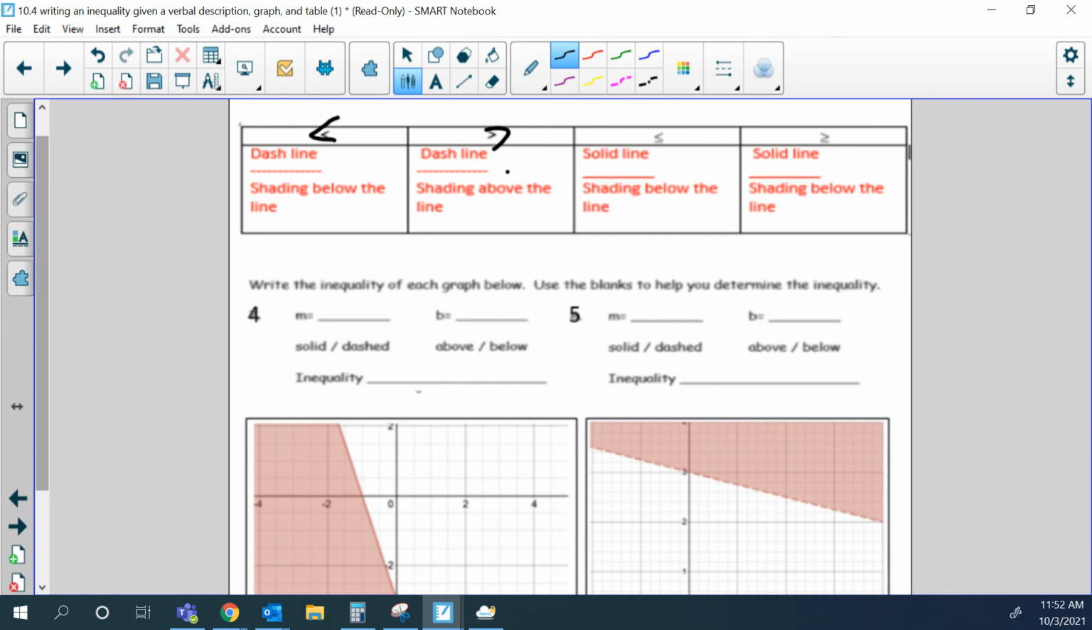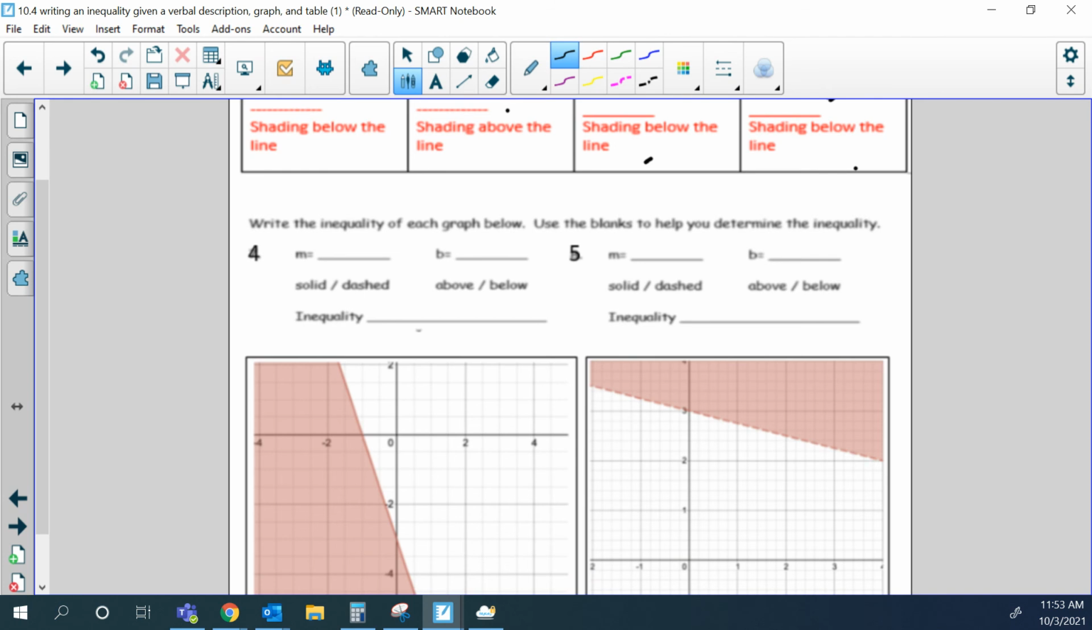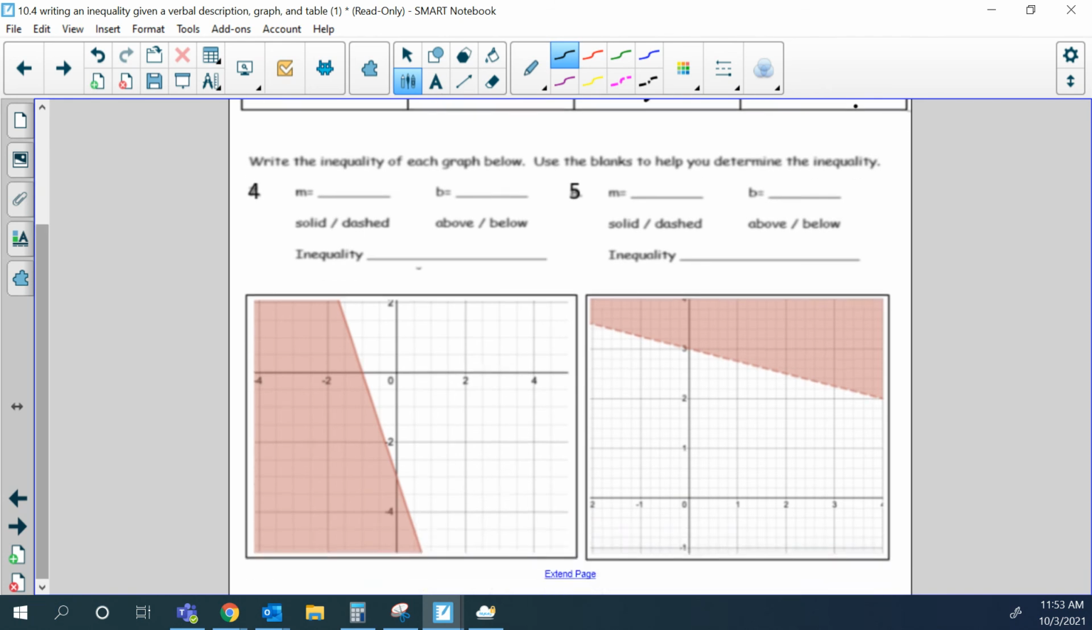If it has an equal sign now, that's going to be a solid line. Just think of it: the equal sign just makes it a solid line. Again, if it's less than or equal to, you shade below the line. If it's greater than or equal to, you shade above the line. The key here is to find the slope and the y-intercept. So let's look at this graph right here, and we're going to try to find the slope.